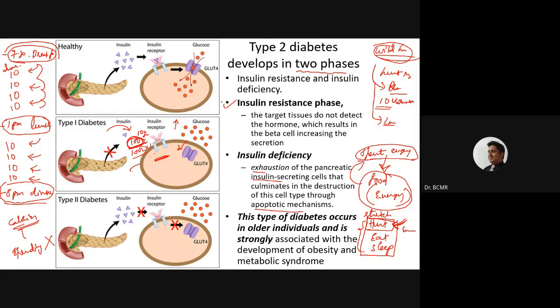The first phase of it is insulin resistance, which is caused by less energy being spent. In general, I'm talking about daily life: less workout and more calorie-rich food, and frequent meals, because of which the target cells become resistant to insulin. Once that continues for a while, there is insulin deficiency because the beta cells are now overworking and might undergo apoptosis. So those are the two parts of type 2 diabetes.